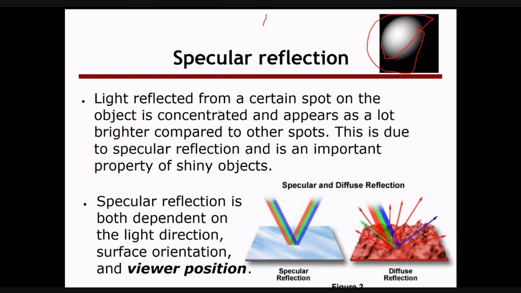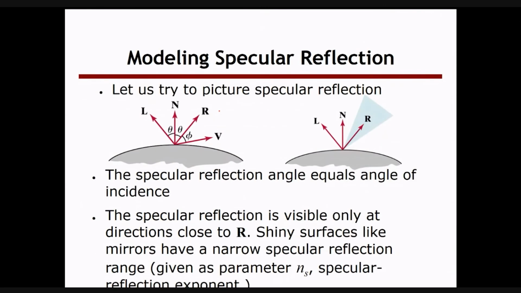Now, instead of independent things, if dependent things are coming into the picture, then we have to consider all of the concepts mathematically if possible. You cannot just avoid this. So let us try to picture specular reflection. As you can see, we have multiple vectors coming out of a particular position on the surface. What it says is that the specular reflection angle equals the angle of incidence.